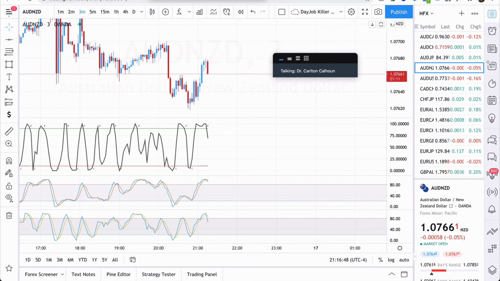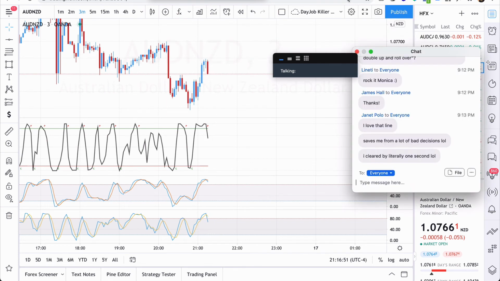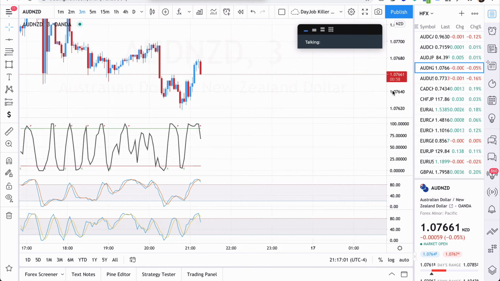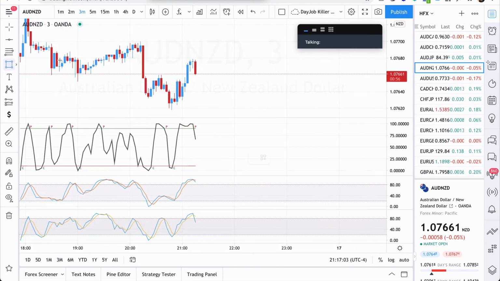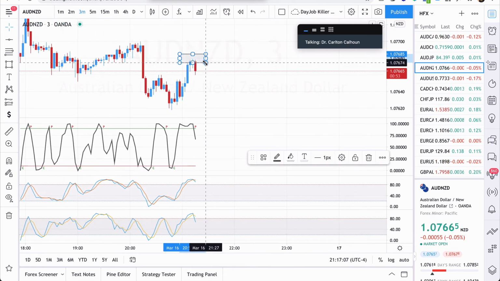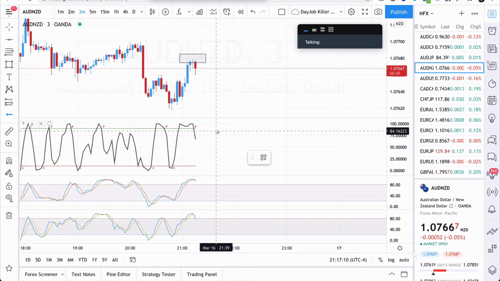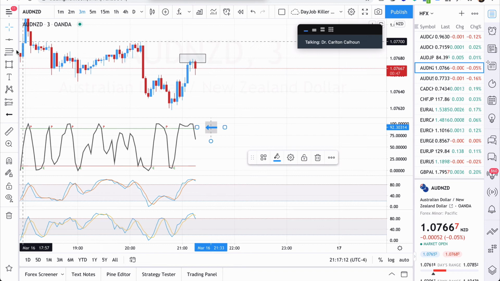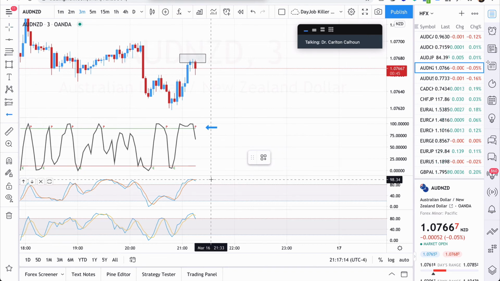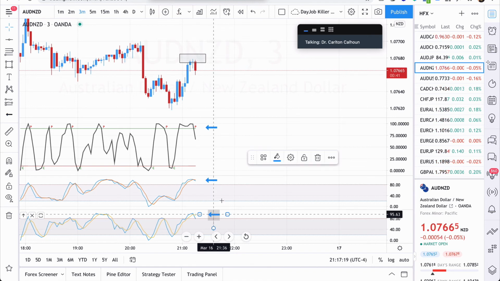There's your drop. Now let's hope it drops. Cleared literally by 1 second. This is a perfect setup. Evening star. Pointing down. Perfect setups don't mean you're going to win. It just means you have a higher probability of winning.